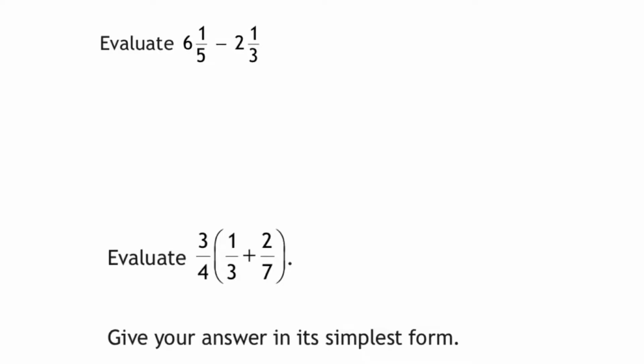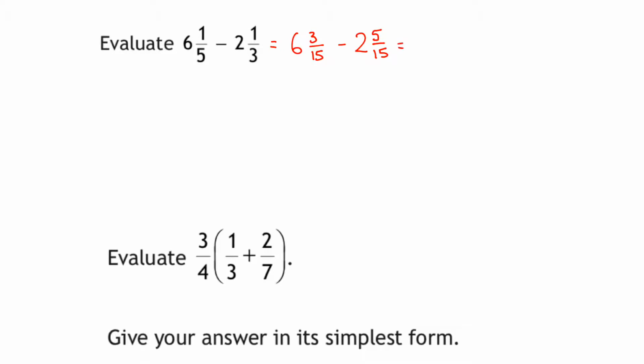Right, so 6 1/5, take away 2 1/3. So remember how I've shown you to do that is keep the whole numbers and make a common denominator for the fractions. So the common denominator for 5 and 3 we know is 15. So we've multiplied 5 by 3 to get 15. So we need to do 1 times 3. And then we've done 3 times 5 to get 15. So we need to do 1 times 5.